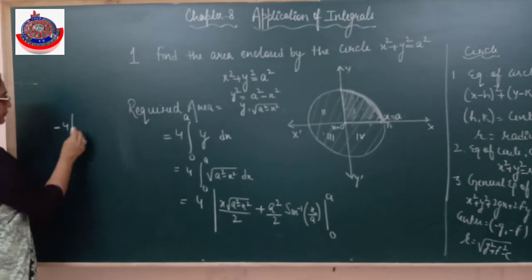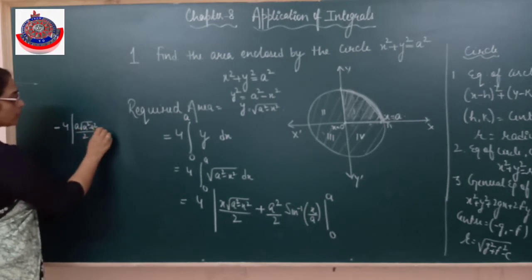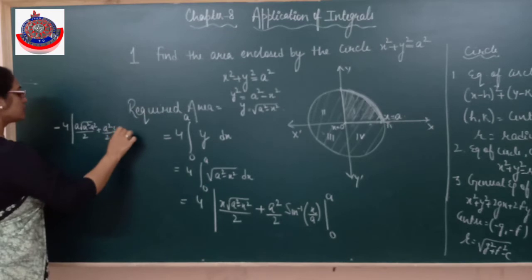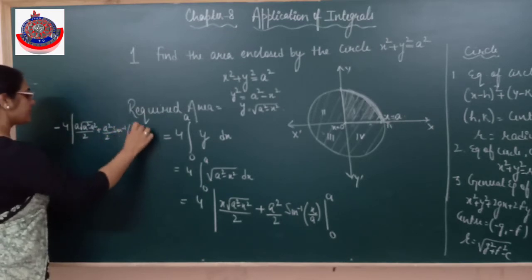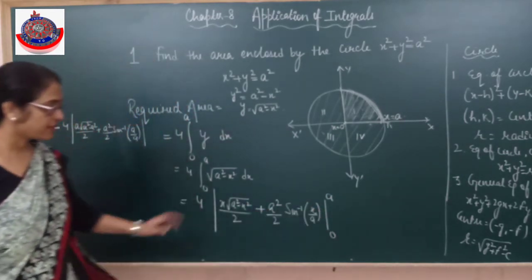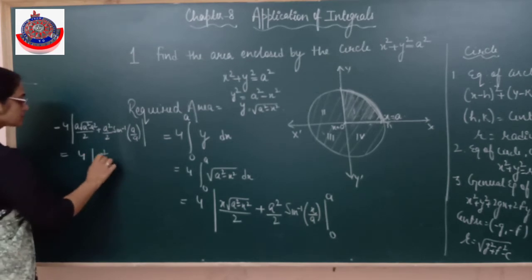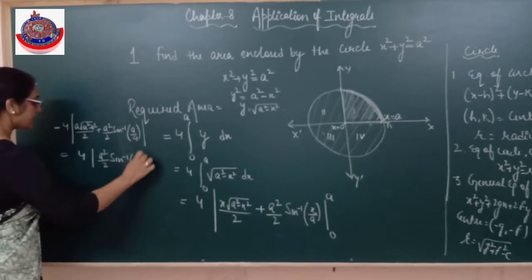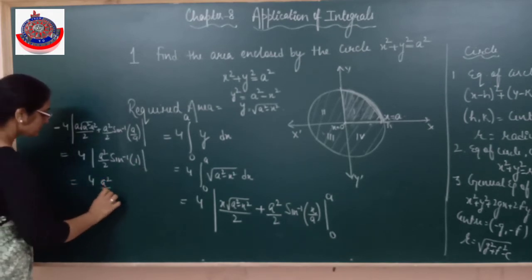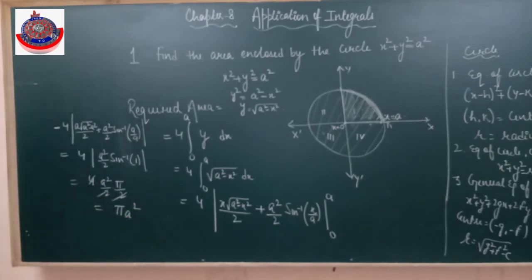Upper limit first of all, a into root of a square minus a square by 2, plus a square by 2 sine inverse a by a, minus lower limit. When I put the lower limit, 0 into something would be 0. Sine inverse 0 is 0. So when I put the lower limit, everything is gone. This is 0. A square minus a square is 0. Sine inverse 1, sine is 1 at pi by 2. So my area is pi into a square. Pi into a square. Is it clear? The area is pi into a square.